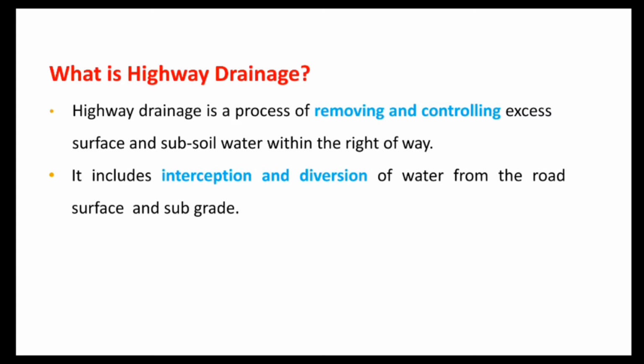During the rains, part of the rainwater flows on the surface and part of it percolates through the soil mass as gravitational water until it reaches the groundwater table. The removal and diversion of the surface water from the roadway and adjoining land is termed surface drainage. The diversion or removal of the excess soil water from the subgrade is termed subsurface drainage.